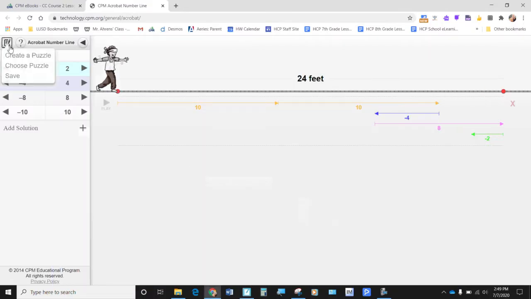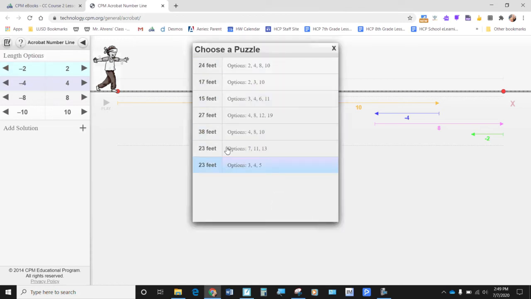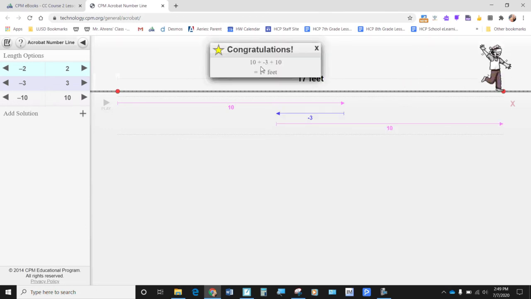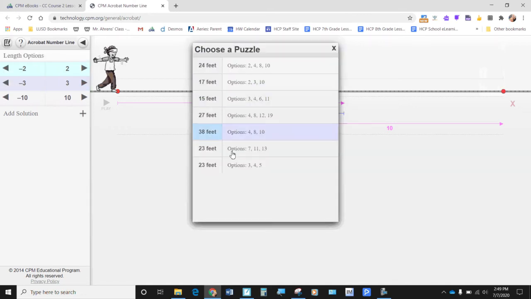Go up here, click on choose a puzzle, and you got all these options here. So you can go to B, and then you can see how it went plus 10, minus 3, plus 10 again. Is that the winning combination? Yes, it is. And here we've got our number sentence to write down. Okay, so up here, define, choose a puzzle, choose any of these distances.